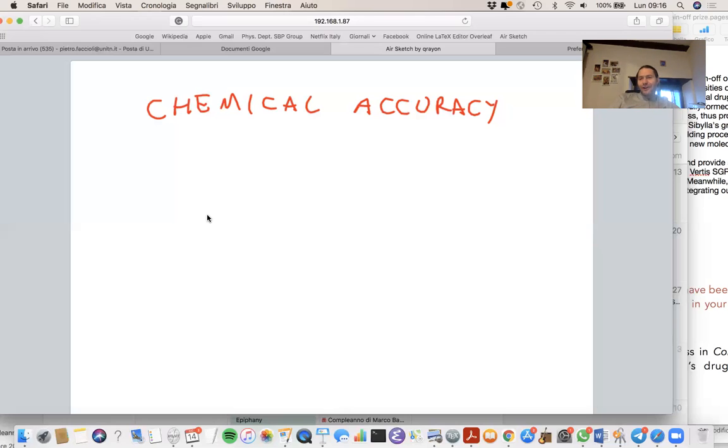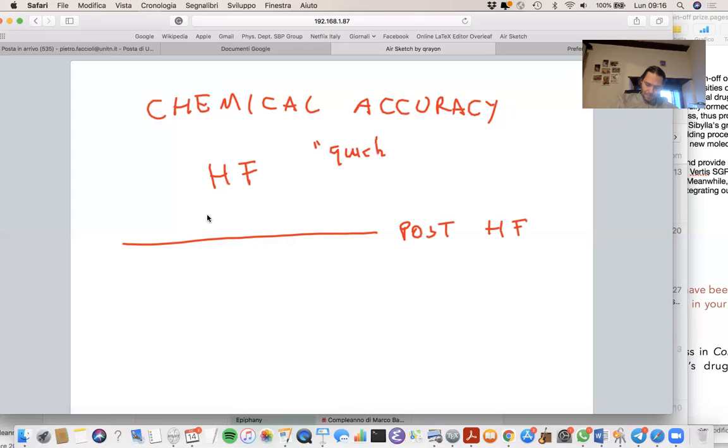In fact, Hartree-Fock plays a pivotal role in quantum chemistry calculation to the point that sometimes you hear this keyword post-Hartree-Fock to denote that there are Hartree-Fock calculations, quick and dirty calculations, and post-Hartree-Fock methods that are supposed to be aiming at accuracy.